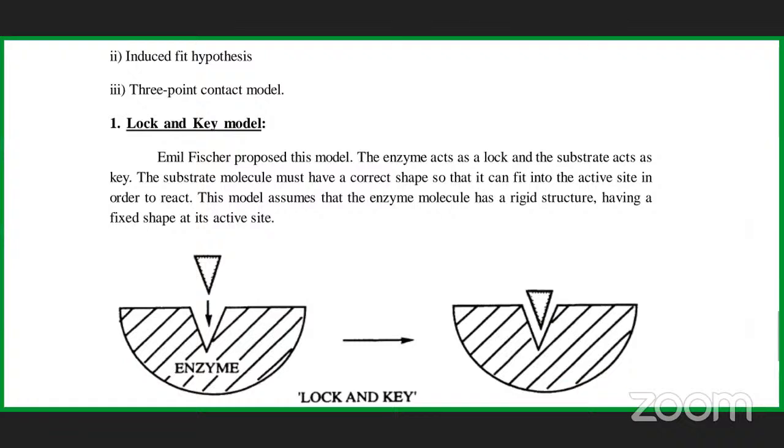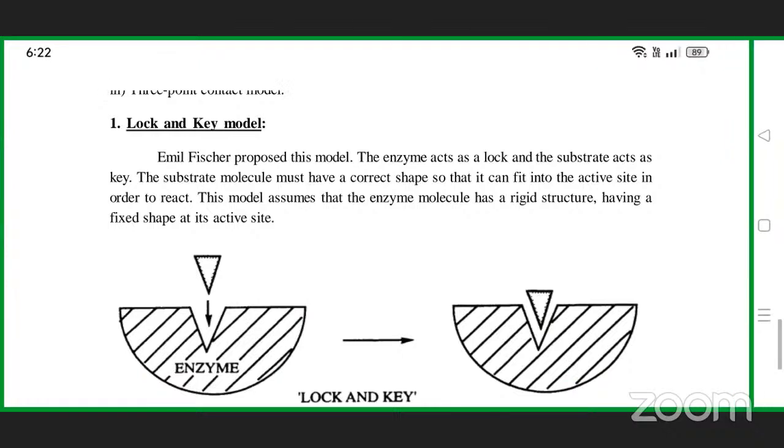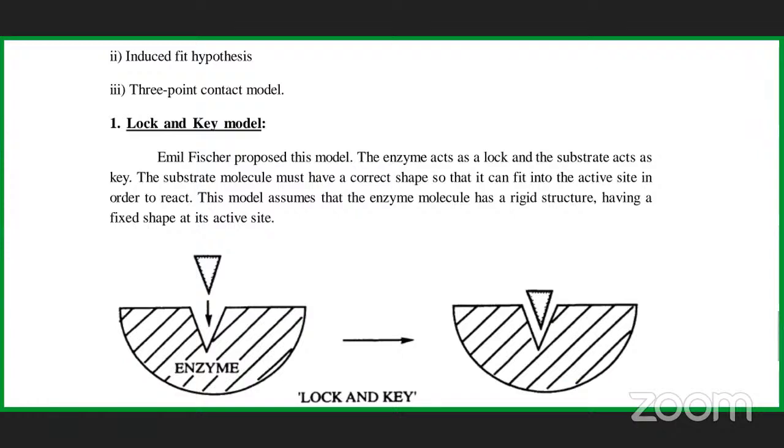As per this lock and key model, which was proposed by Emil Fischer, one of the famous chemists, the enzyme acts as a lock and the substrate acts as a key. So the substrate molecule must have the correct shape or geometry.